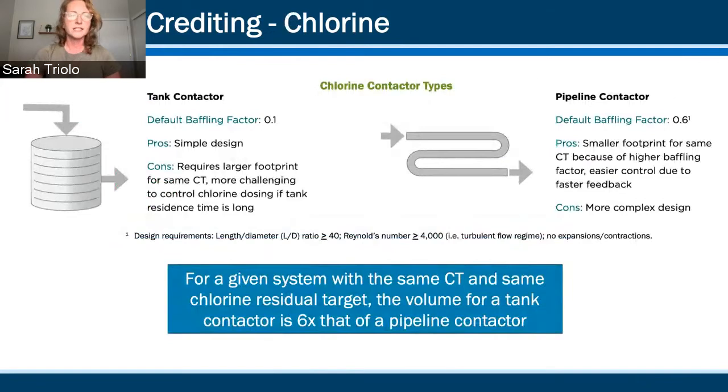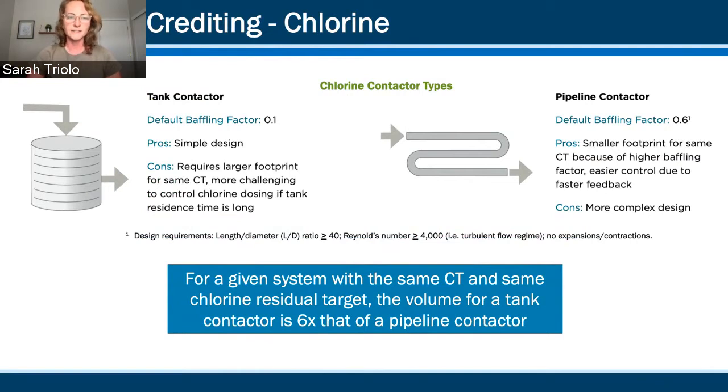This slide is actually just screenshotted from our updated on-site reuse program guidebook. So I encourage you guys, that's a really great resource to take a look at. Basically what this is showing is the default baffling factors that you could expect to use for different types of chlorine contactors. On the left, what I'm showing is a tank contactor. This is a really simple design, right? It's just a tank where you'd have water coming in and then exiting maybe near the bottom.